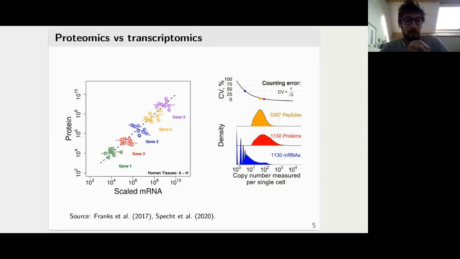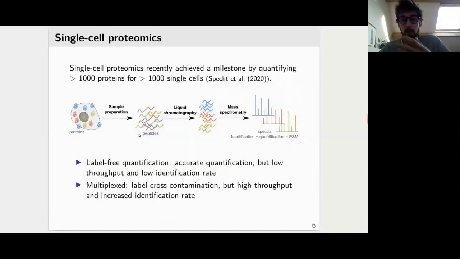And so because of those two reasons, single cell proteomics is very interesting and is becoming more advanced. In recent years, and here I show you some figures from this year, the lab of Nikolai Slavov was able to quantify over 1,000 proteins in over 1,000 single cells. And this is done through mass spectrometry.